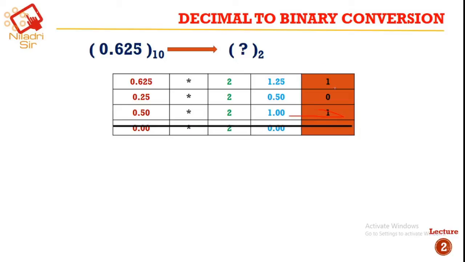So the answer will be 101, but it is in the opposite direction of the previous one, so we'll read it from the upper side. So the answer is 101. Actually it will be 0.101. There will be a point. The answer will be 0.101.